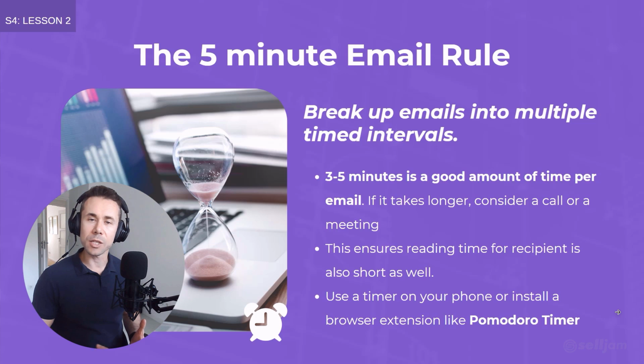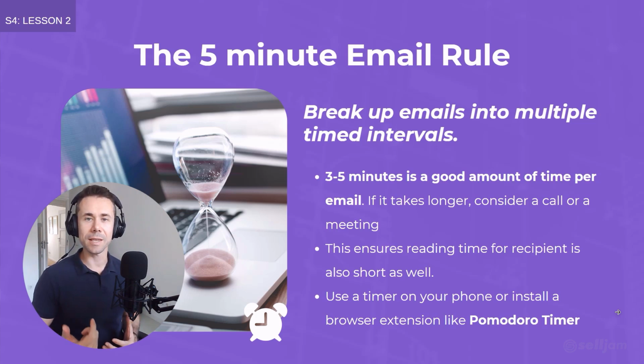If you feel that you can't fit in all of the information in the 5-minute time frame for an email, perhaps then consider scheduling a call or setting up a meeting with that person to go into a bit more depth. So now that we're trying to keep to 5 minutes, a good way to ensure this is to install a browser extension or simply just use the timer function on your phone and set the timer for 5 minutes.